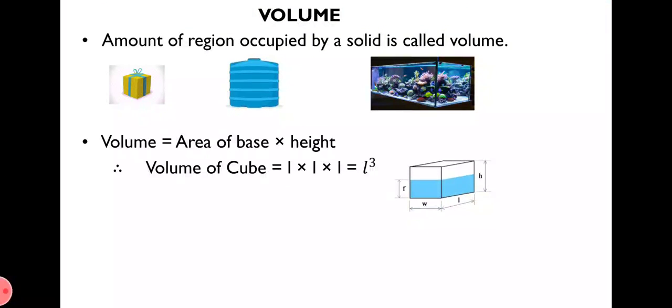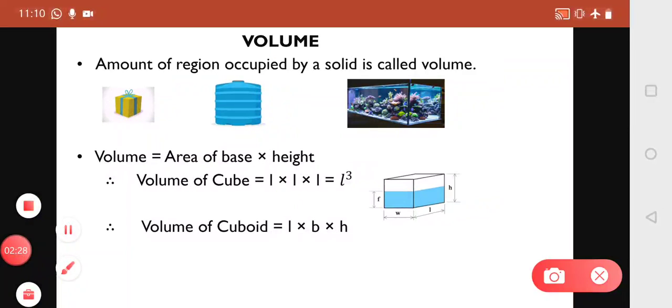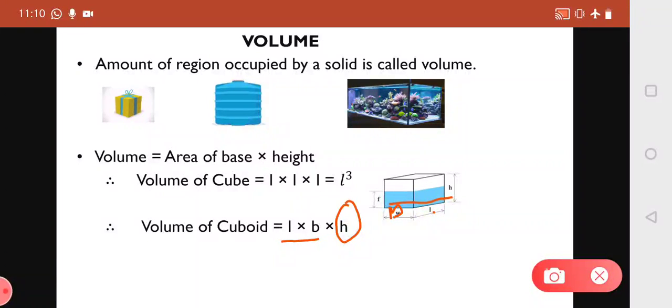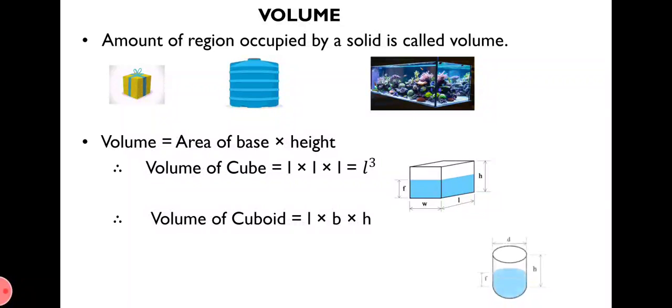Next, the volume of a cuboid. You can see the cuboid. A cuboid has three dimensions, that is length, width and height. So again the volume is area of base into height. When we talk about the base, this is our base, and its area is length into breadth. This is breadth, width, it is the same. So we write the base area as length into breadth and height as h. So we get the formula L into B into h, that is length into breadth into height, as the volume of a cuboid.